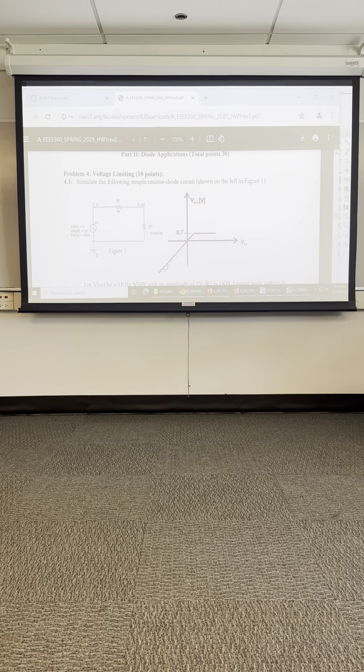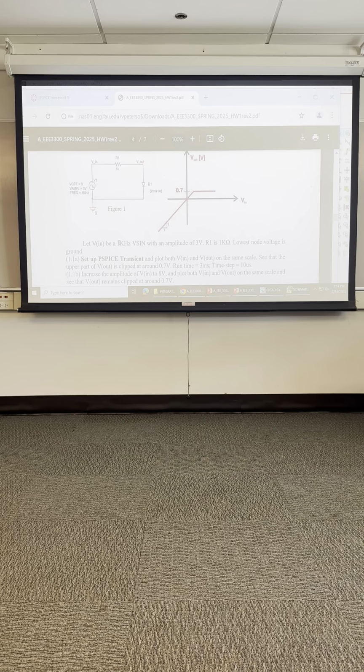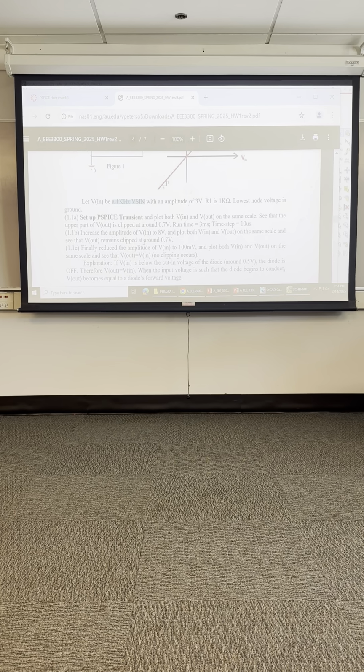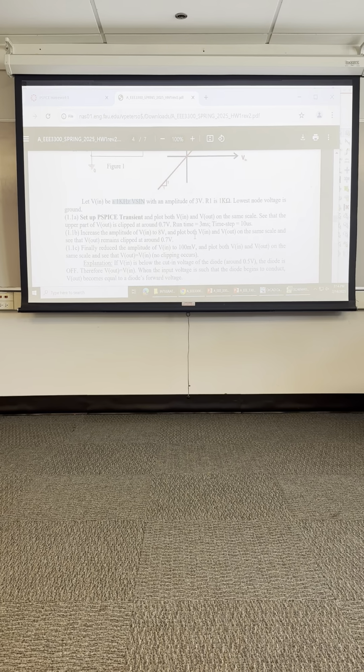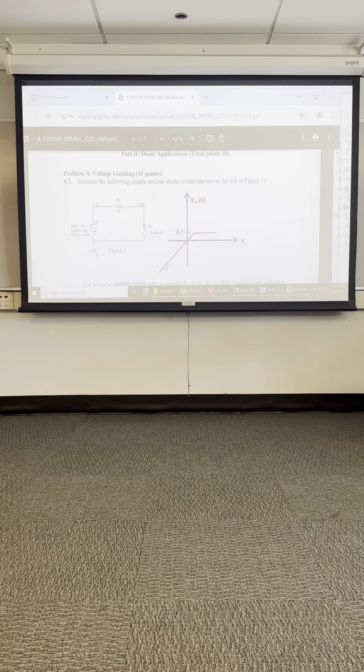You're not going to get this drawing here. The only way to get this drawing is to do a DC sweep of the circuit. And the directions say instead of DC, use a sine wave. The next one, increase it to 8 volts. Even if you increase this to 8 volts, you get the same result, 0.7 clip. Reduce the amplitude to 100 millivolts, and now 100 millivolts is below 0.7, so you won't get any clipping.